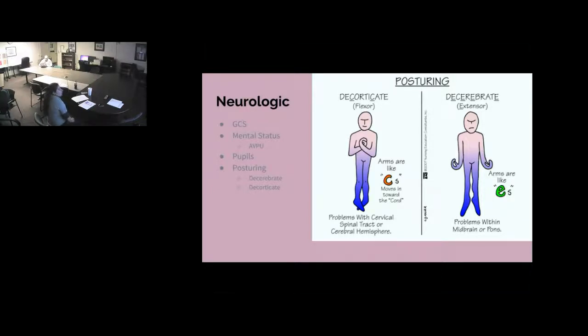Assess the mental status. Are they alert? Alert to verbal stimuli, alert to painful stimuli, or unresponsive. Check their pupils. Note that their pupils can be assessed for shape, reactiveness, and size. And then also for their eyes, are they open? Are they equal? Check their posturing. Is it decorticate or decerebrate? And then I included a little picture.